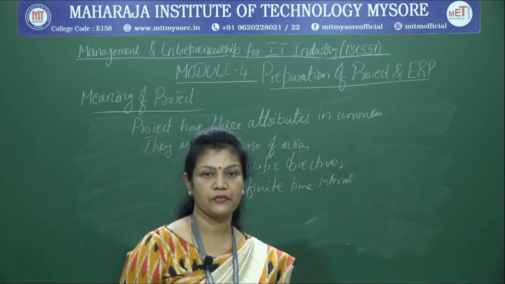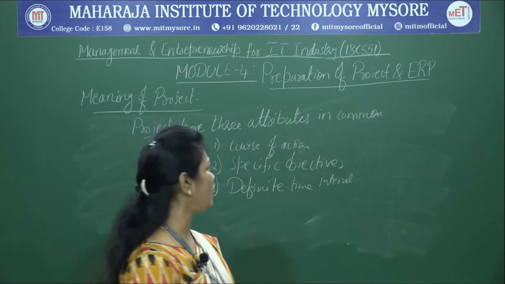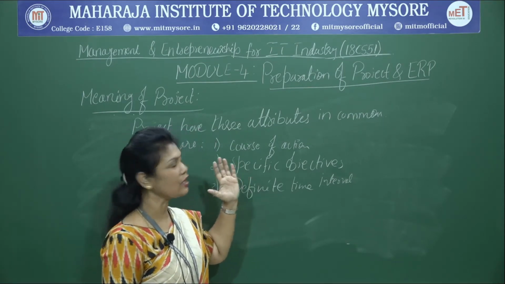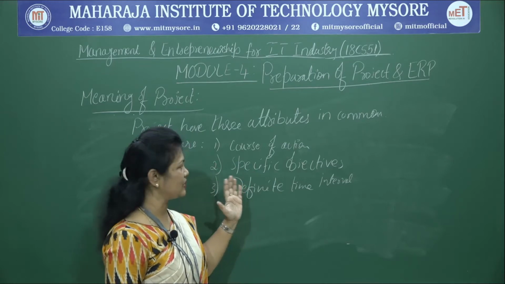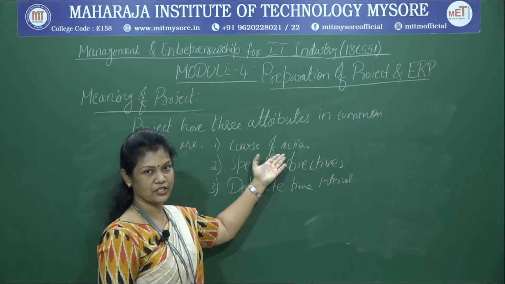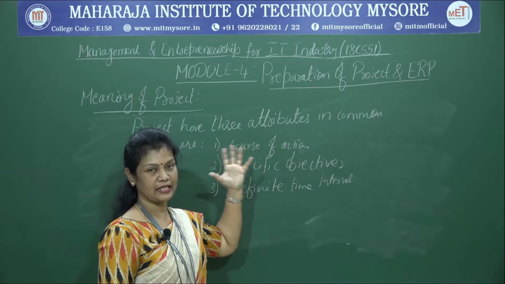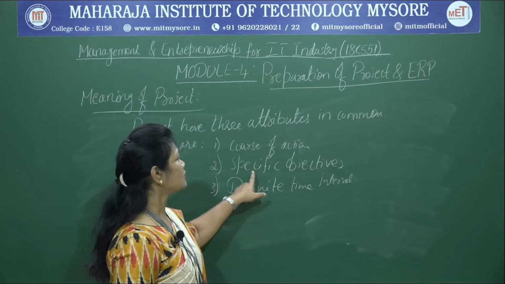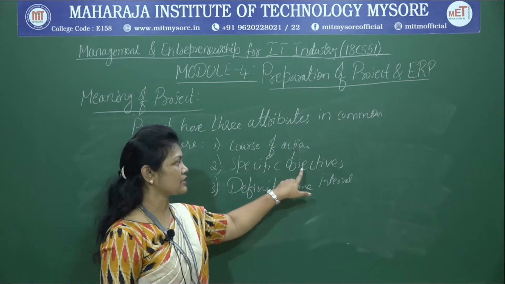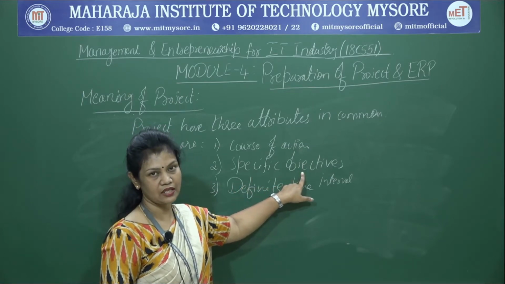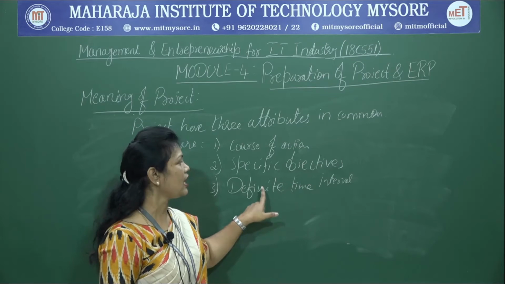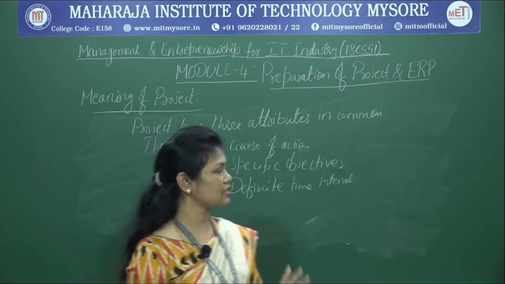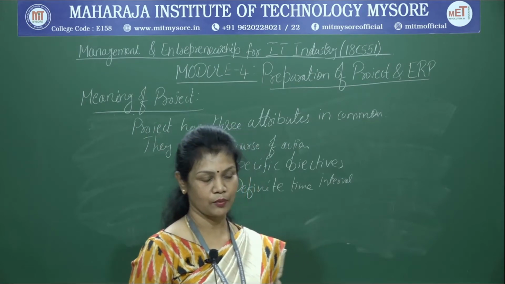These are the three different attributes which are common for all the projects that are going to be carried out by different entrepreneurs in their businesses. That is course of action, that is, they are going to take some procedure in order to complete the goal. So here they are going to set the objectives or the task for the entire organization, and it needs to be completed within a particular period of time. This is common for all the projects.